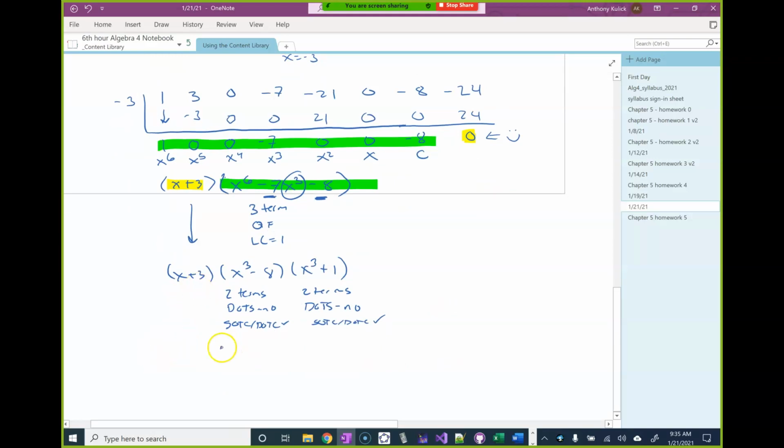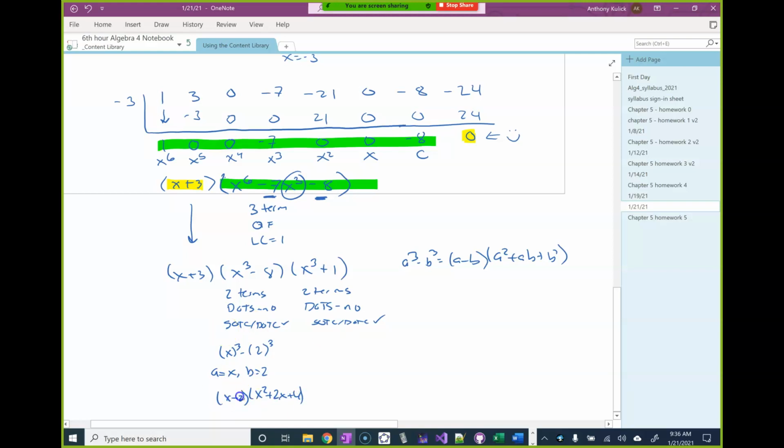The first one, I can rewrite x cubed as x to the third. And I can rewrite 8 as 2 cubed. So when I apply my difference of 2 cubes factoring pattern, in this case, my a is x and my b is 2. So I'd have x minus 2, x squared plus 2x plus 4.